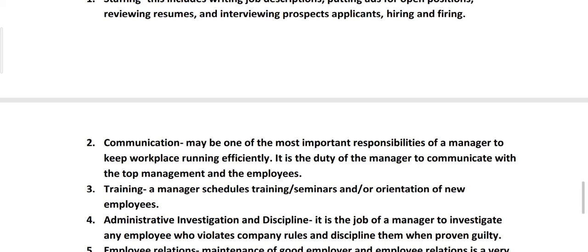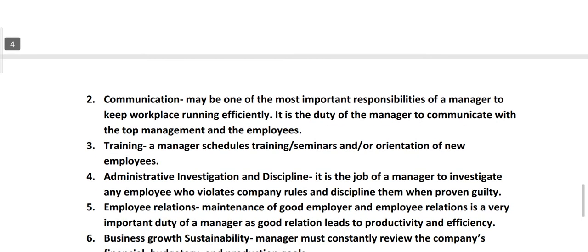Communication may be one of the most important responsibilities of a manager to keep the workplace running efficiently. It is the duty of the manager to communicate with the top management and the employees. Okay, so kailangan nagko-communicate ng maayos yung manager. So, syempre, yung utos from the top management sa'yo ibibigay as a manager. Then as a manager naman, ikaw naman yung magsasabi nun sa iyong employees or subordinates. Ikaw yung magko-coordinate sa kanila.